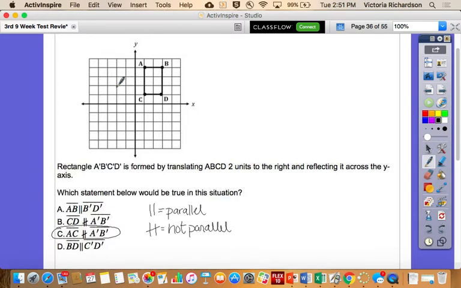So that's not true. And so then we get to C, and we say AC is not parallel to AB, which is true because they are perpendicular. So even if they were on the other side, that would still be true. So your answer is C.